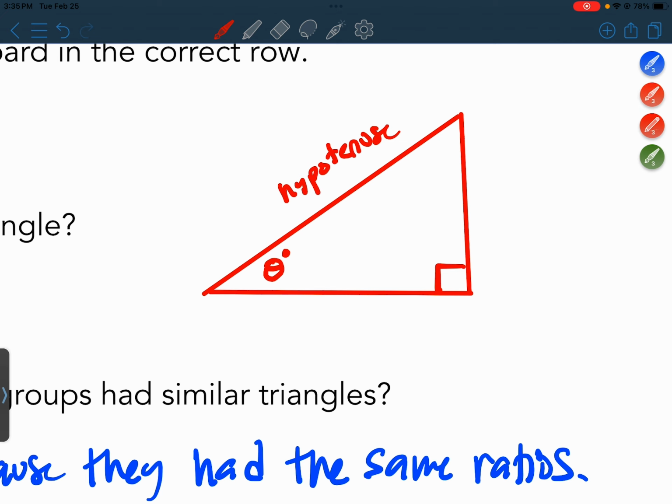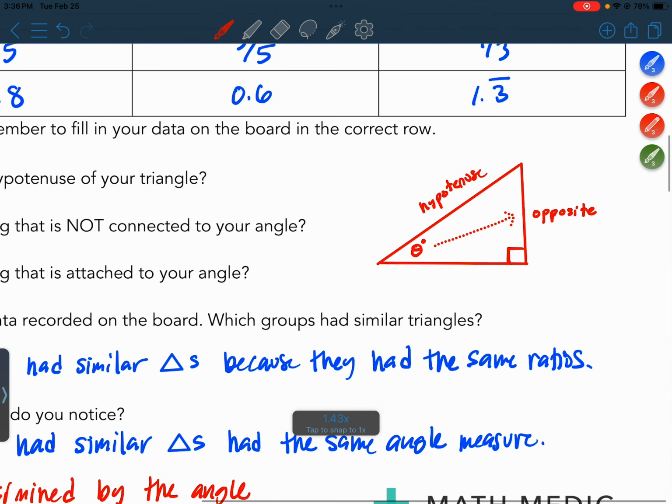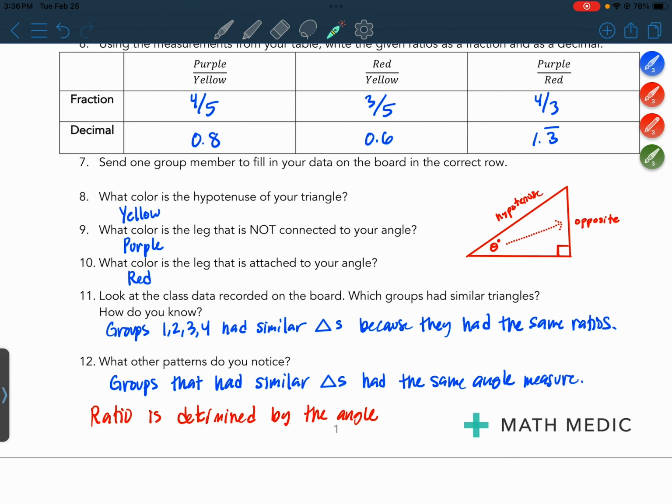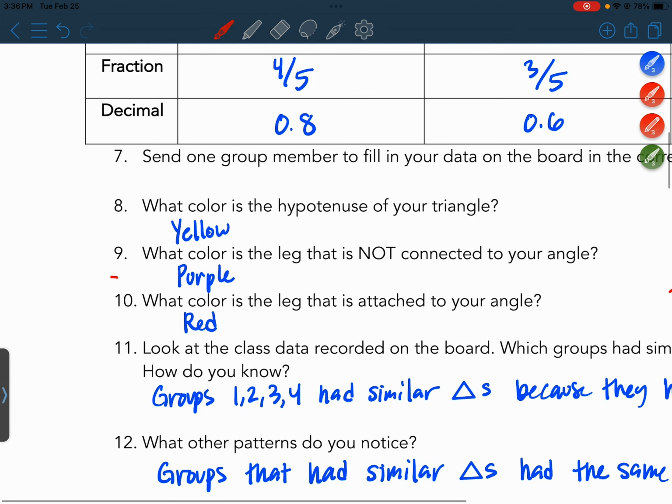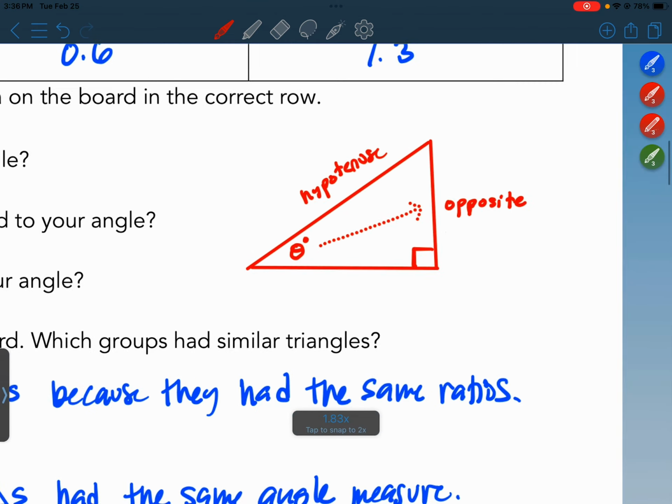Okay. And now I'm going to give you 2 new terms. If we look at our angle over here, and if we look at the side that is across from our angle, this is called the opposite side. Now, you called that the purple side. Just make a note here, the purple side is what we'll now refer to as the opposite side of the triangle.